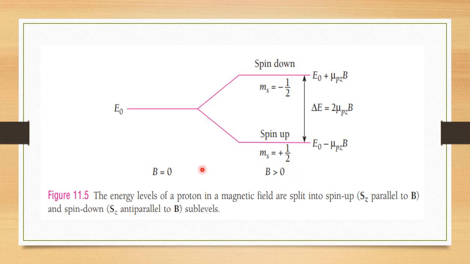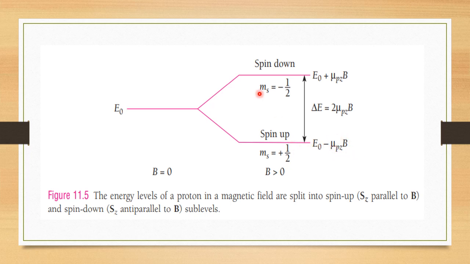This is the case of a proton. The energy levels of a proton in a magnetic field are split into spin up and spin down. What is the spin up state? Spin up means ms equals plus half. When ms equals plus half, you get E equals E0 minus mu PZB, because ms is positive and mu and B are in the same direction. So Sz is parallel to B, and the energy is decreased by an amount mu PZB.